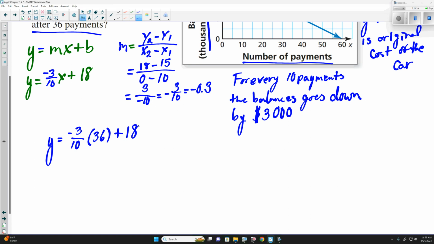So we didn't actually finish the equation. We still need to put that negative 3/10 in there. So our equation is y equals negative 3/10 x plus 18. Now to find the cost currently of the car, we have this here. Now since everything on this side of the equal sign is a number, we can plug this into the calculator.